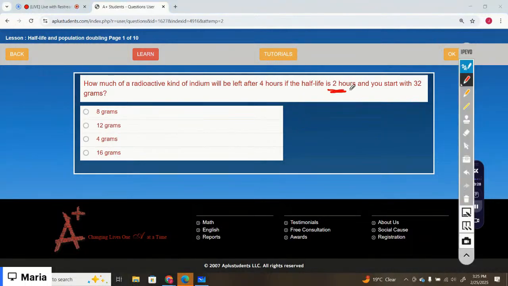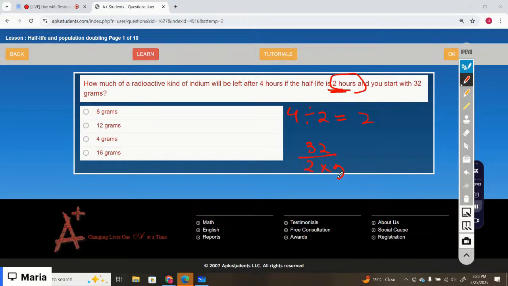Okay, so the half-life is 2 hours. After 2 hours, half will be left. So 4 divided by 2 is 2. That means it will be halved 2 times. So you have to divide 32 by 2. That is after 2 hours.